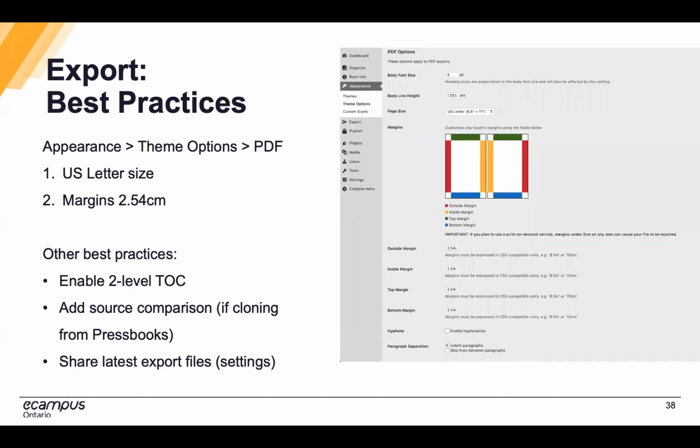We do have some best practices for exporting books. For example, if you are printing your book, you want to edit the PDF options and generate a cover. These are some of the PDF options: make sure it's US letter size and the margins are at 2.54 centimeters. Other best practices include enabling two-level TOC, adding a source comparison to the book if you're cloning, and making sure that you're sharing the latest export files, so everything's up to date and you're giving users the latest version of the book that you've created.